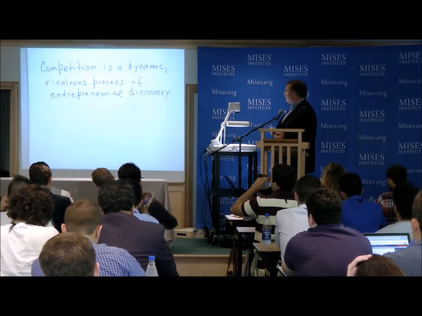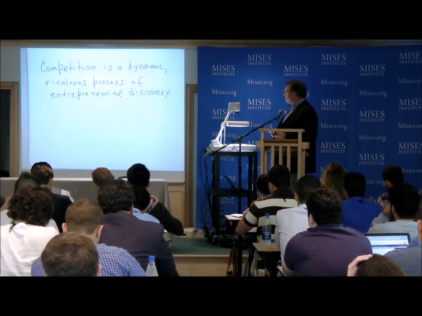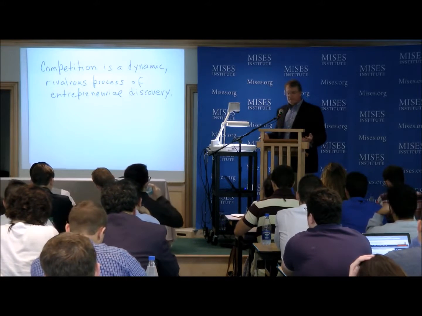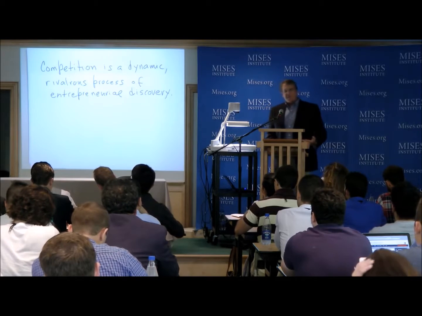And this is my version of the Austrian definition of the meaning of competition. Competition is a dynamic, rivalrous process of entrepreneurial discovery. This is basically how anybody who studied, researched, and wrote about competition in the economics literature thought of it, from before Adam Smith until about the 1930s, all throughout the world.